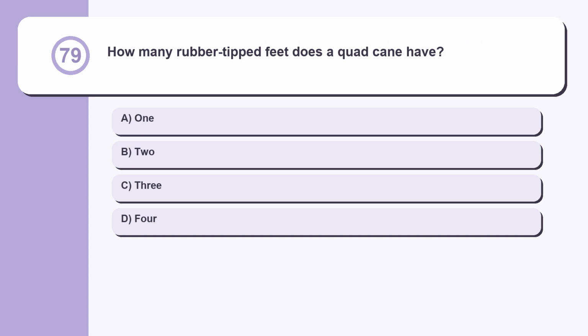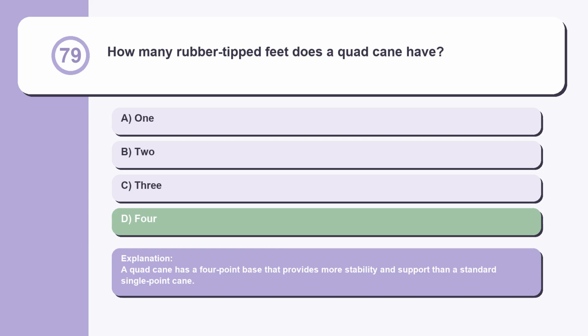Question 79. How many rubber-tipped feet does a quad cane have? 1, 2, 3, 4. A quad cane has a 4-point base that provides more stability and support than a standard single-point cane.